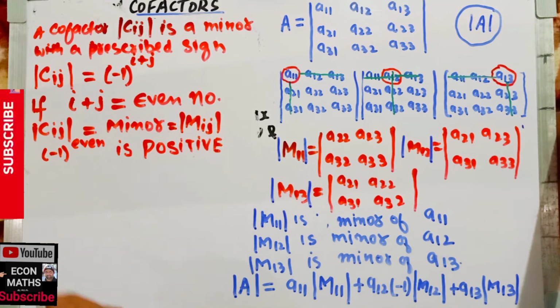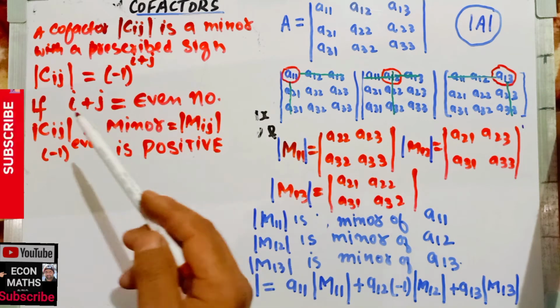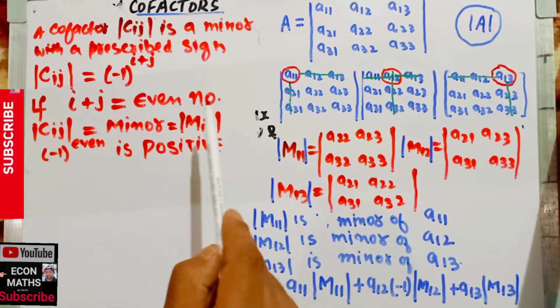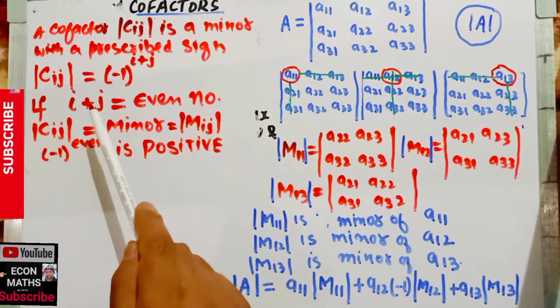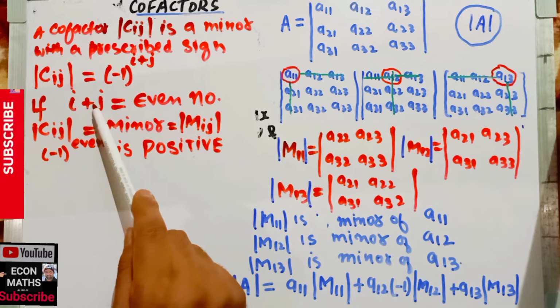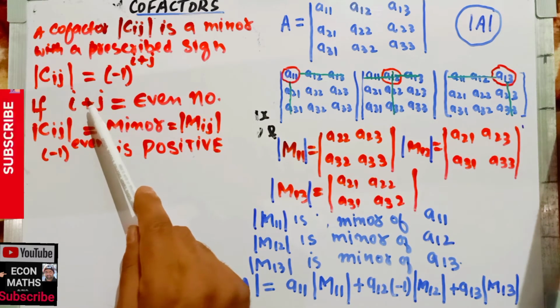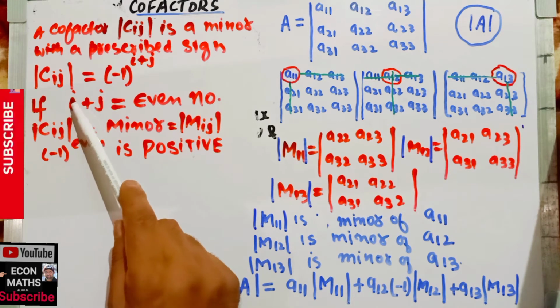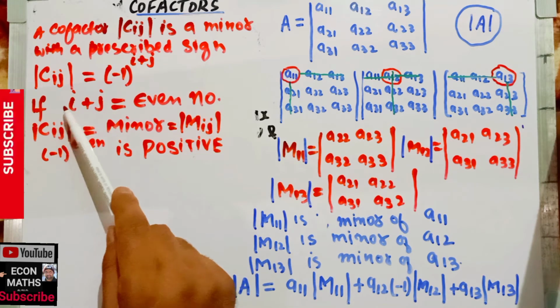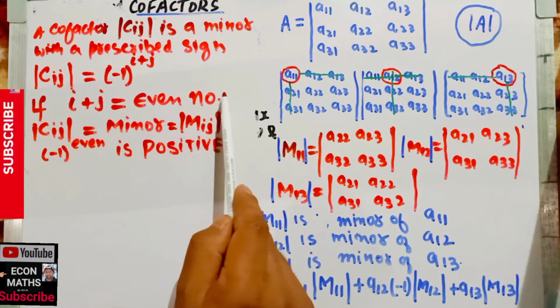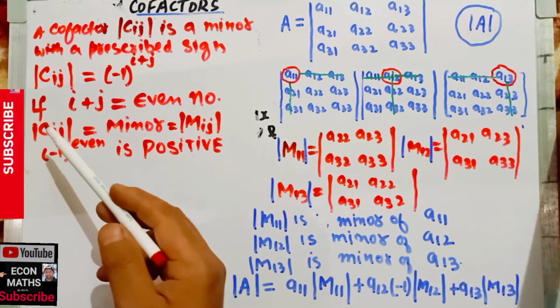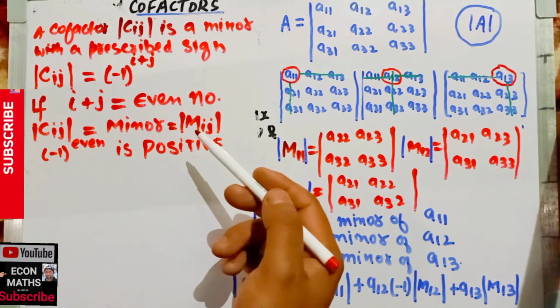So we can say there is no difference between a cofactor and a minor when the sum of the subscripts, that is, the ith row and jth column, the sum of these two numbers is an even number. Then there is no difference between a minor and a cofactor.